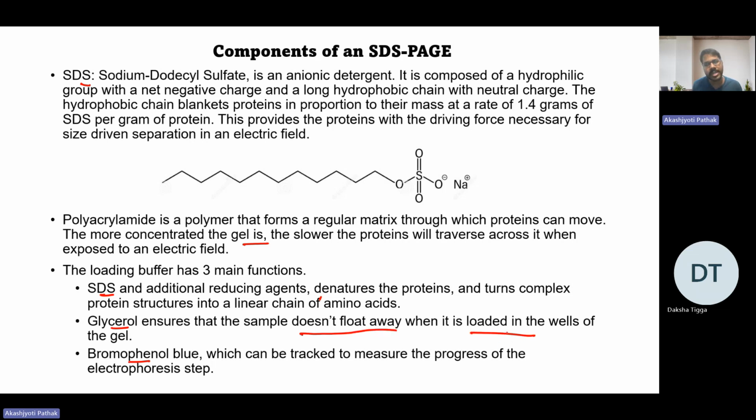And bromophenol blue is actually the tracking dye. So why do you need a tracking dye? Everything is transparent, isn't it? If you do not add a dye, then how will you understand how much your gel has run? Okay, so that is why you need to add this dye in your sample. So when you run the gel, by tracking the position of your dye, you can estimate how long you have to run the gel.